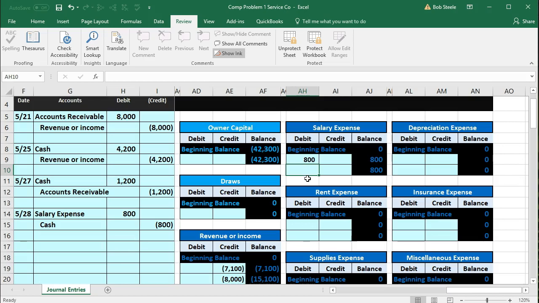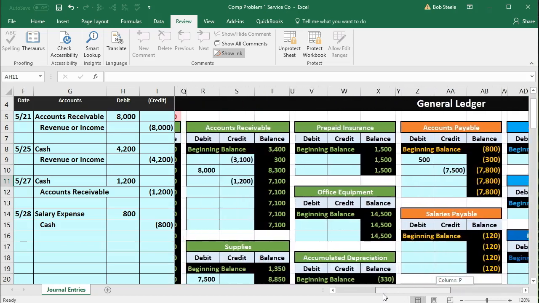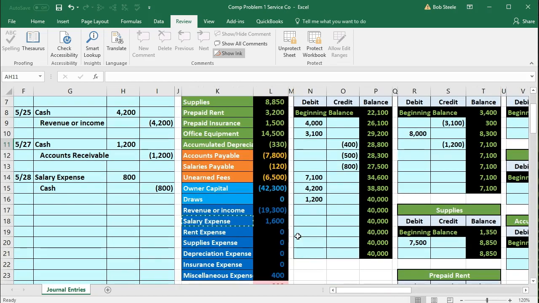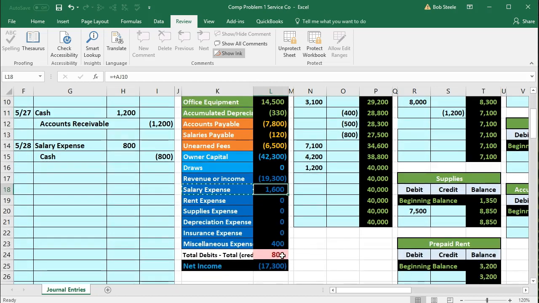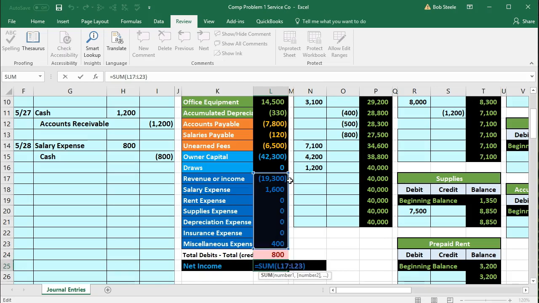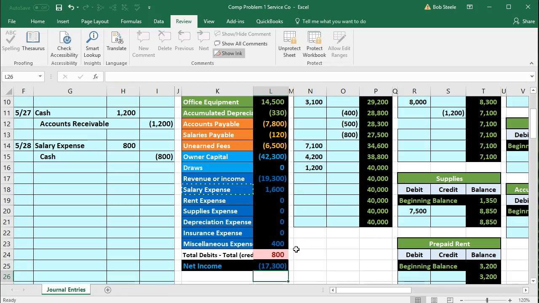So within AH10, we're going to say that equals, point to this 800, and it's going to equal H14, which will bring this $800 balance up to $1,600. That same $1,600 then will also be reported on the trial balance over here. Here's the $1,600. That puts us out of balance by $800 until we record the cash. It brings net income down by $19,300 minus the $16 minus the $4.